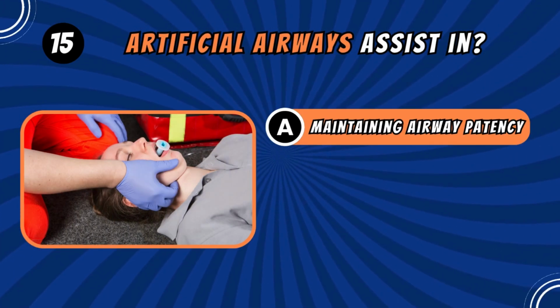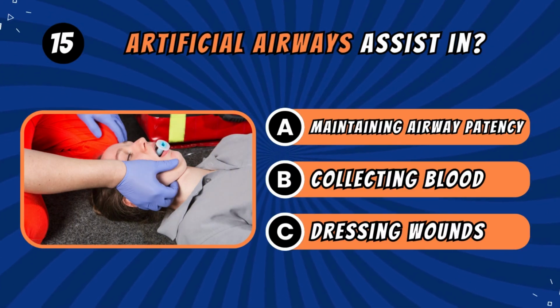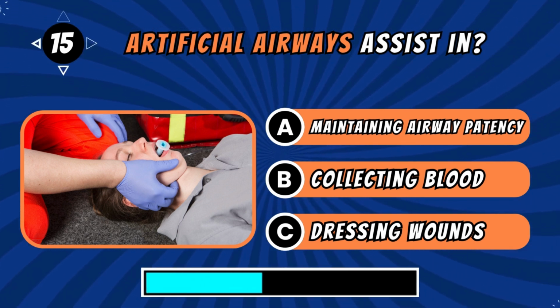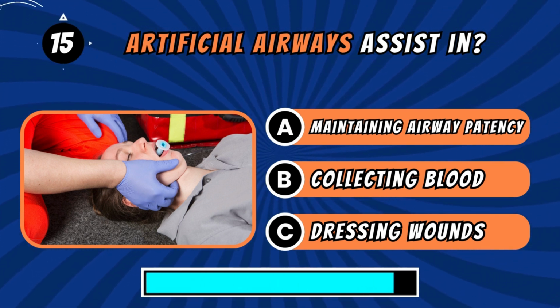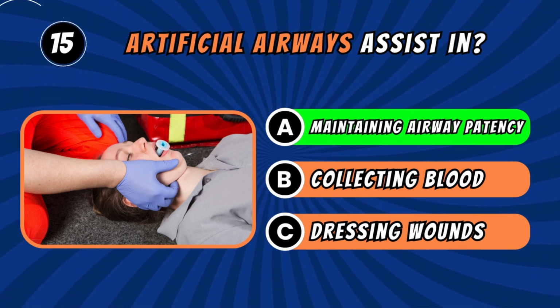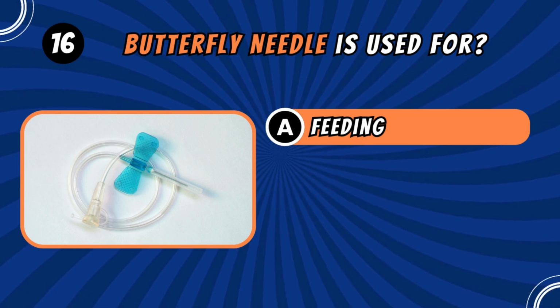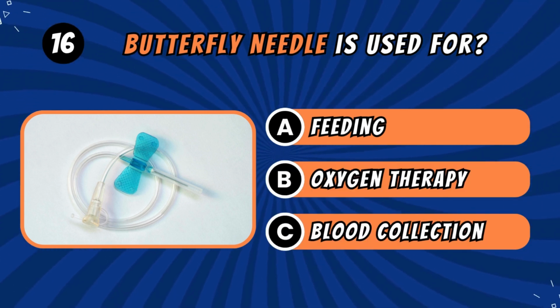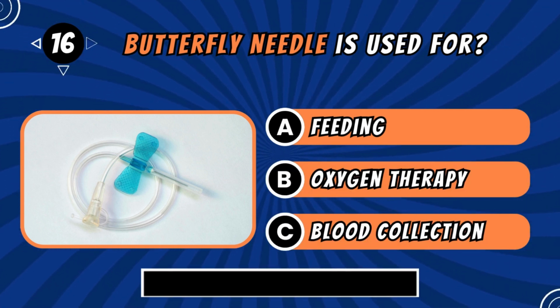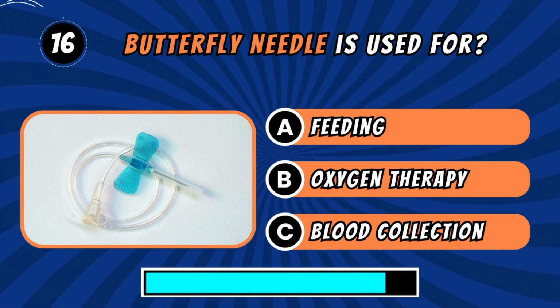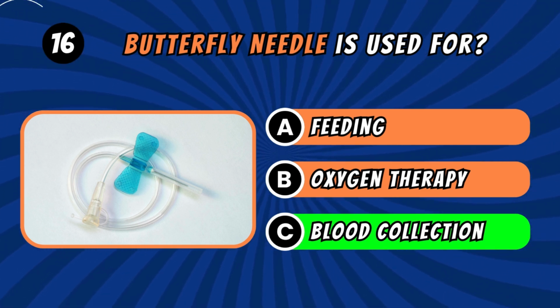Artificial airways assist in? Answer A. Maintaining airway patency. Butterfly needle is used for? Answer C. Blood collection.